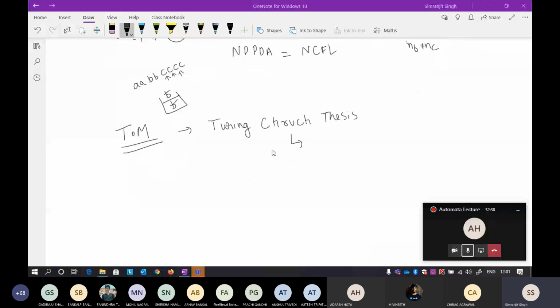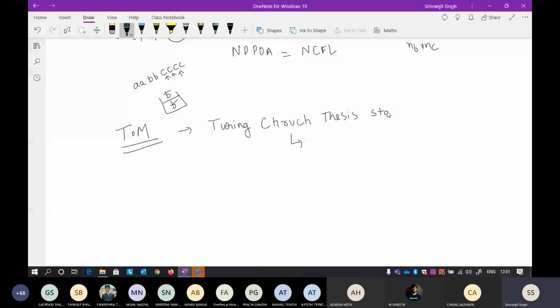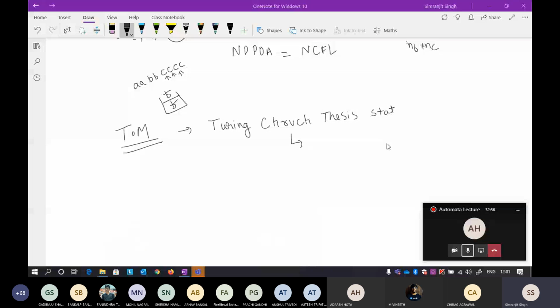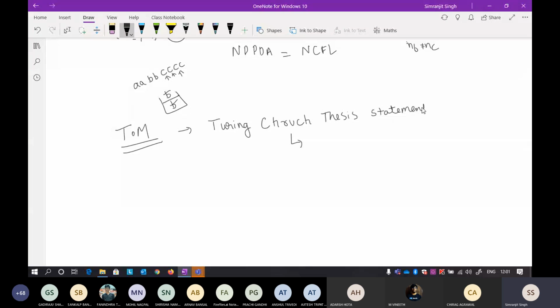Now the Turing-Church thesis, I will tell you informally what exactly it means. It is a very important statement. With the help of this statement, it became so popular that we now call modern computers Turing machines. The theoretical concept behind modern computers and the Turing machine is the same, but this statement made it so popular that we start calling a modern computer a Turing machine.